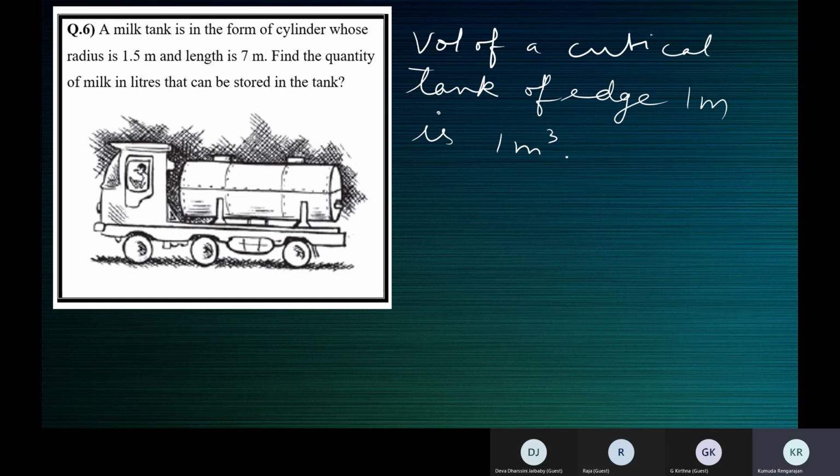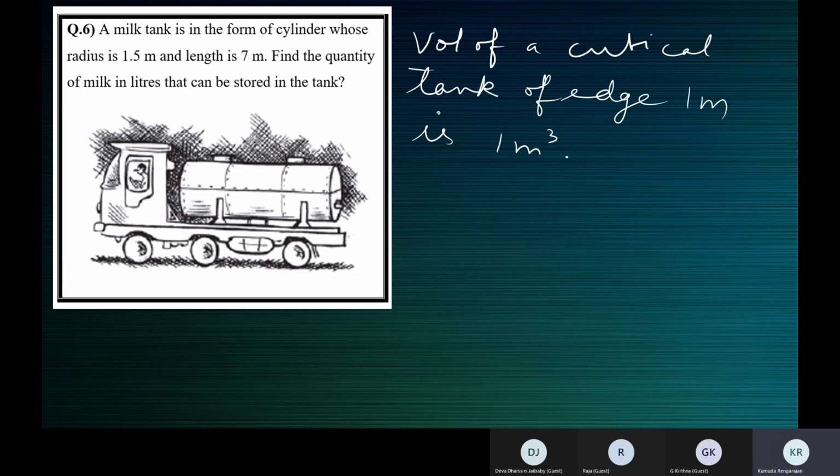Okay, now the volume of this tank is 1 meter cubed. That means it can hold 1,000 liters of liquid. If you have a cubical tank whose edge is 1 meter, then the capacity of the tank is 1 meter into 1 meter into 1 meter, which is 1 meter cubed. Now this tank can hold 1,000 liters of water or 1,000 liters of liquid.